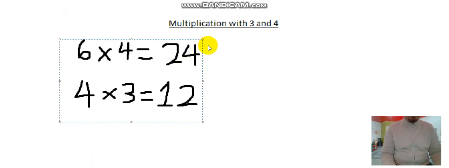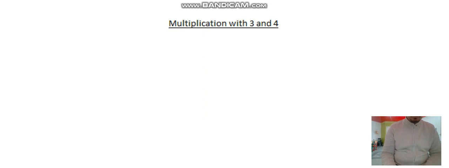Next we have 3. 3 doesn't really have any good tricks. The only trick sort of that we can come up with is making 3 fingers like this and then starting to count. So that would be 1, 2, 3 without closing them.